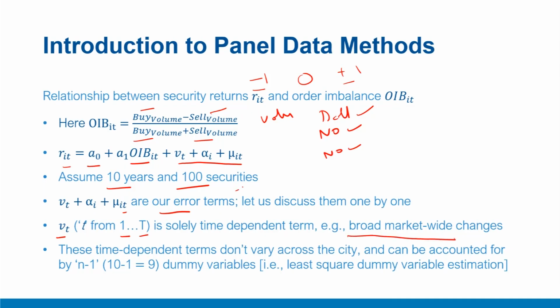For example, changes in monetary policy, maybe changes in policy rate like repo rate in India or Fed rate in US. These time dependent terms do not vary across securities, and those of us who have done some kind of regression course and dummy variable analysis would recognize that simply accounting for t-1 dummy variables, which in this case, if there are 10 years, 9 dummy variables, can easily account for this Vt factor.